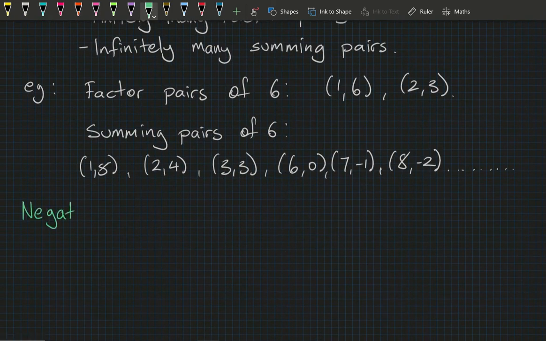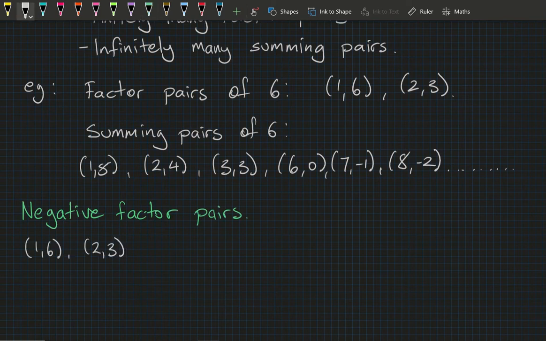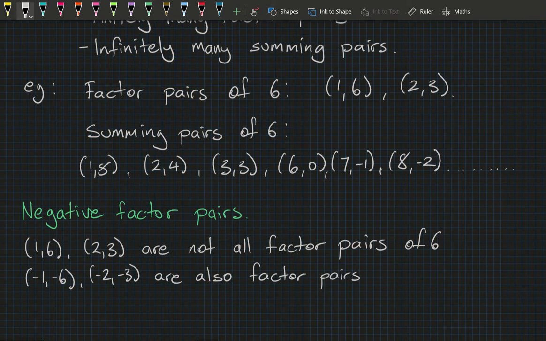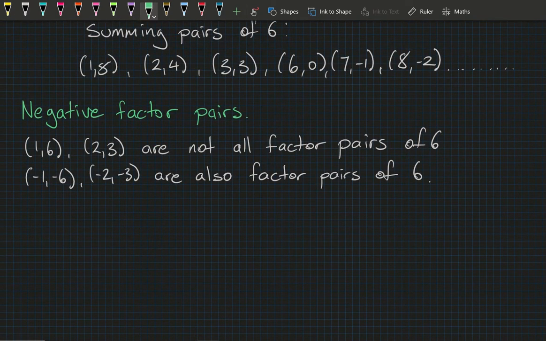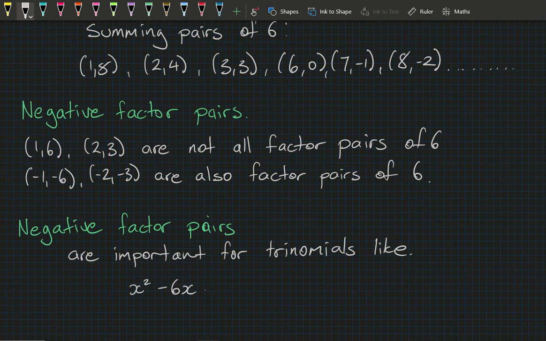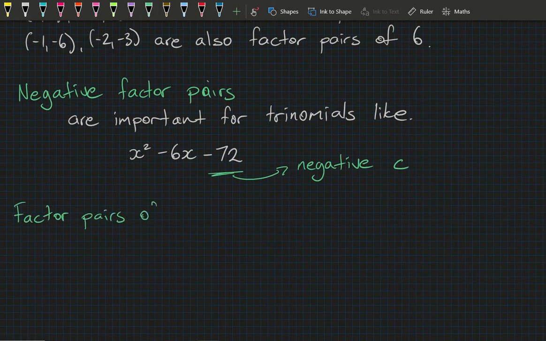Now, it is important that you consider negative factor pairs, because 1 and 6 and 2 and 3 are not all the factor pairs of 6. Minus 1 and minus 6, and minus 2 and minus 3 are also factor pairs of 6. So it's always important to keep an eye out for those negative factor pairs. But negative factor pairs are very important for trinomials like x squared minus 6x minus 72, where we've got a negative c. So what are the factor pairs of minus 72?